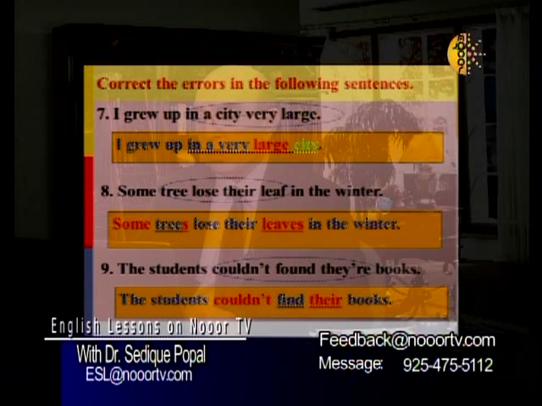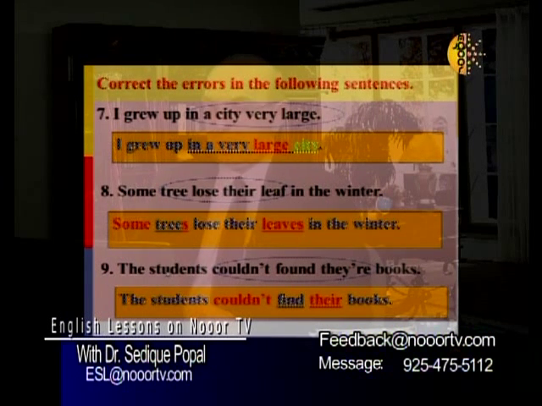Some trees lose their leaves in the winter. Again, after "some," we use the plural form of a noun. Some people, some students, some books, some trees. And then, when you say "their leaf," we have to use the plural form of leaf, which is leaves.